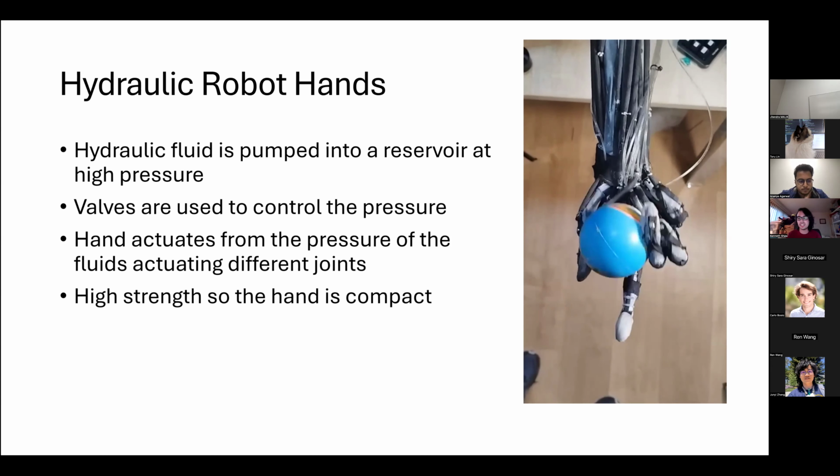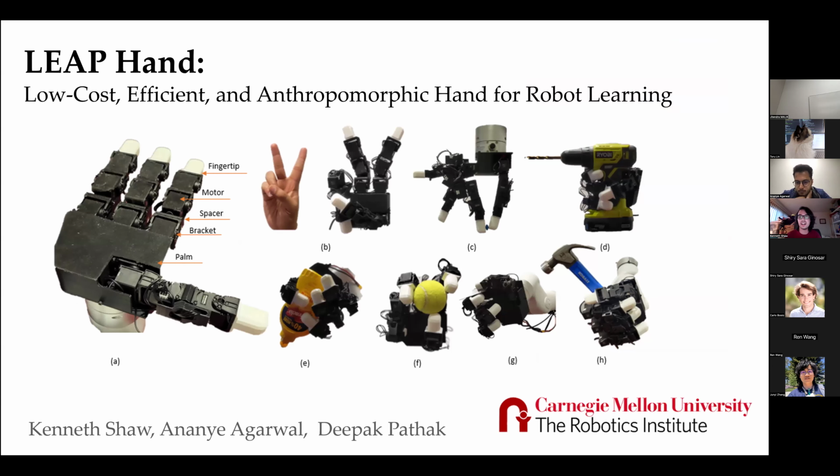So now I'll pass over to Ananya to talk a little bit about some of our work, looking at different types of joints in robot hands. This work we did like 2 years ago. This is an open source hand, which has the motors directly on the joints. It's completely rigid, but it's still useful for many machine learning applications, which we'll talk about.